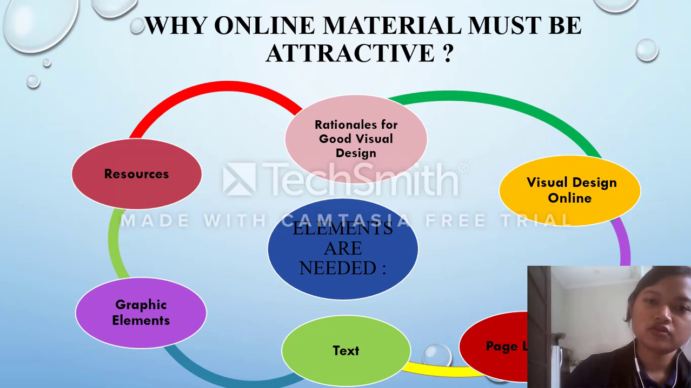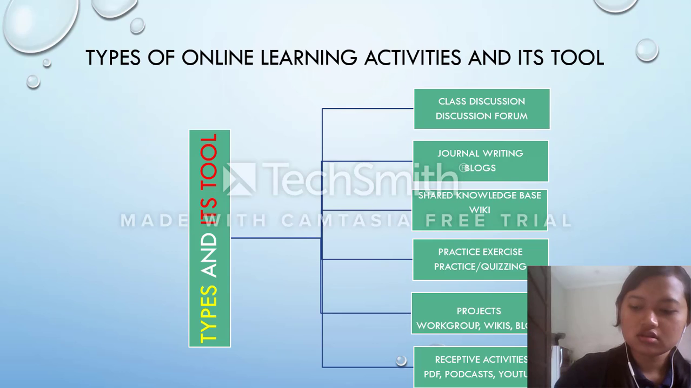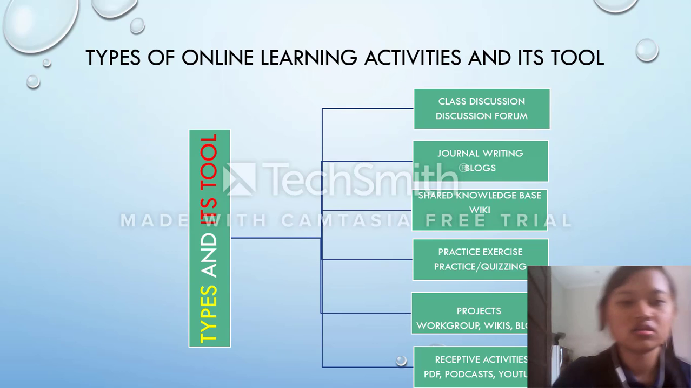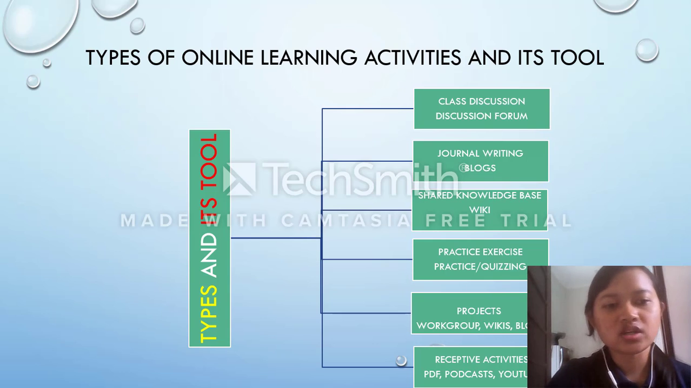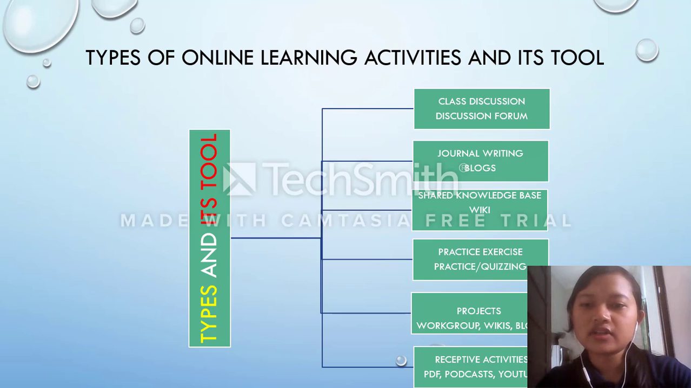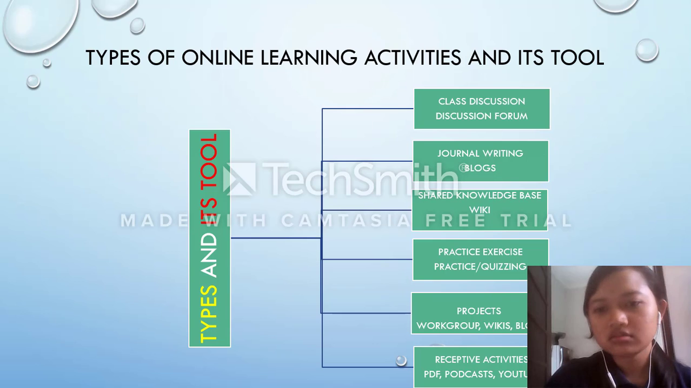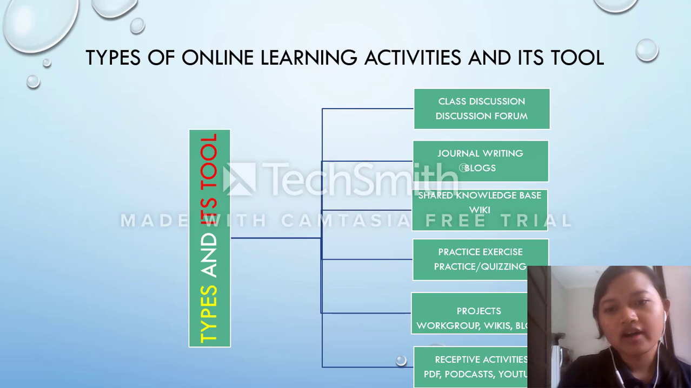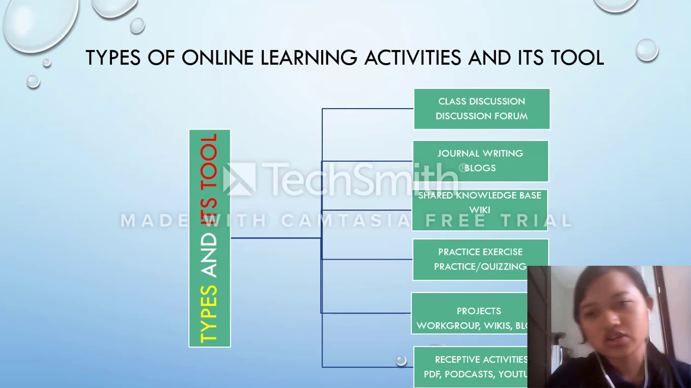And we move to the next question. The fifth question is, please explain types of online learning activities and provide relevant technological tools for the types. There are 6 types. The first is class discussion.